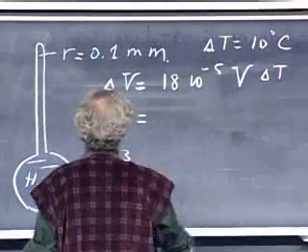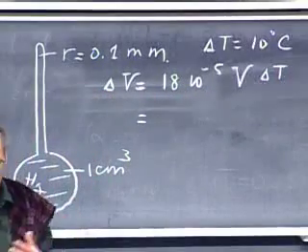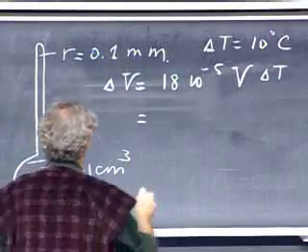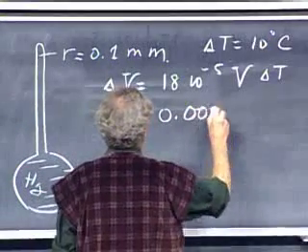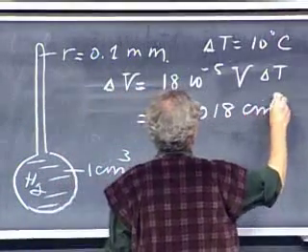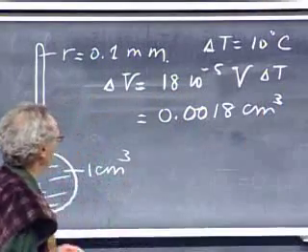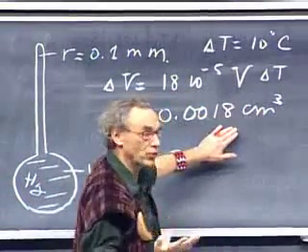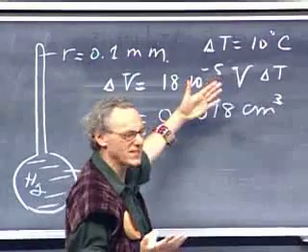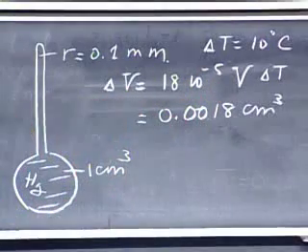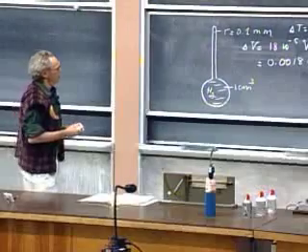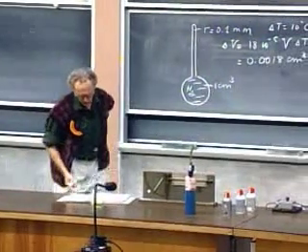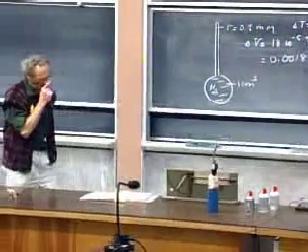And you will find that the expansion is 0.0018 cubic centimeters. See, if you leave V in cubic centimeters, which you can do, then you get your answer also in cubic centimeters, of course. You do not always have to work MKS. So this is an extraordinarily small increase in terms of its volume.